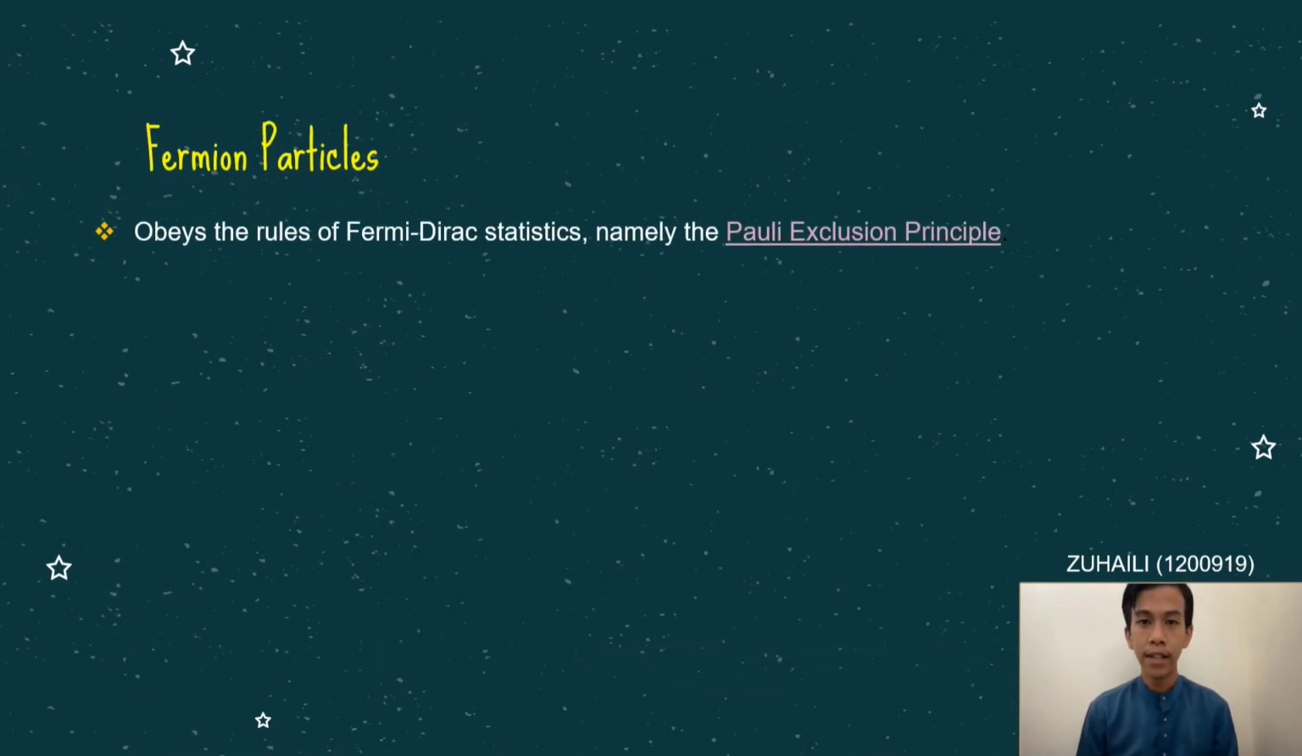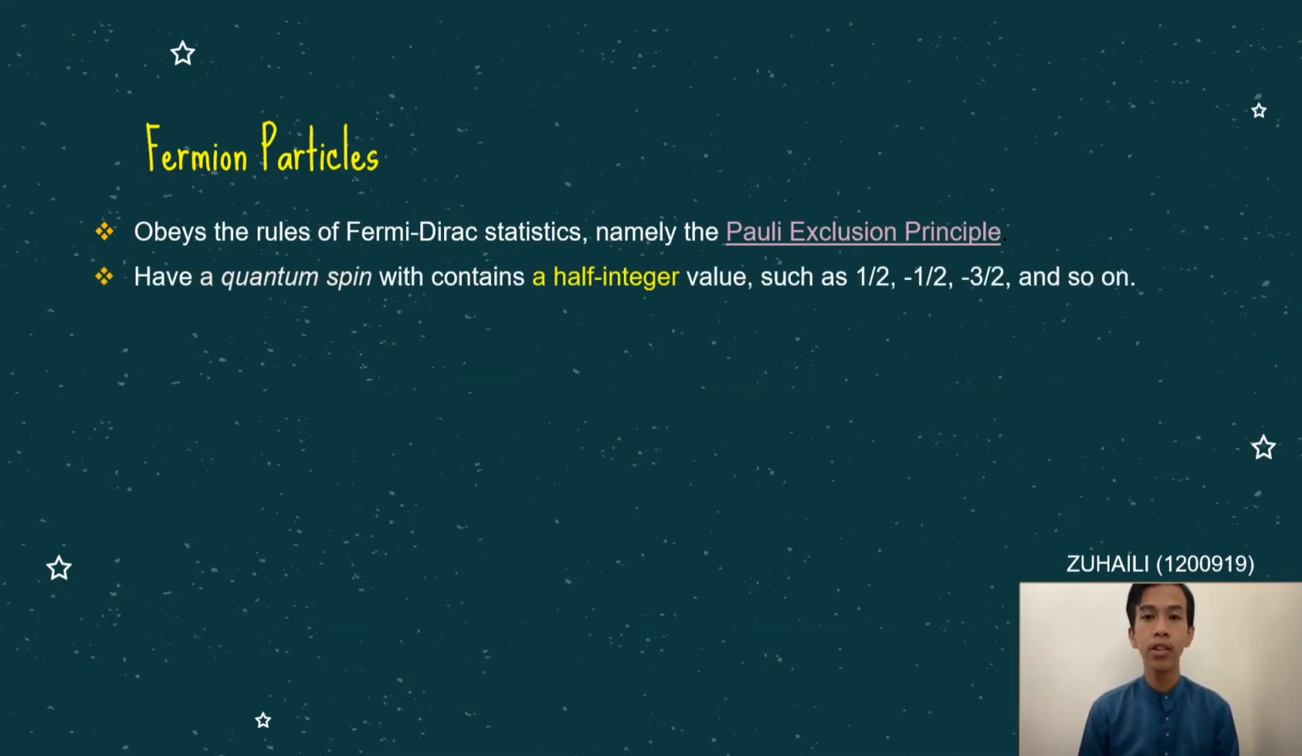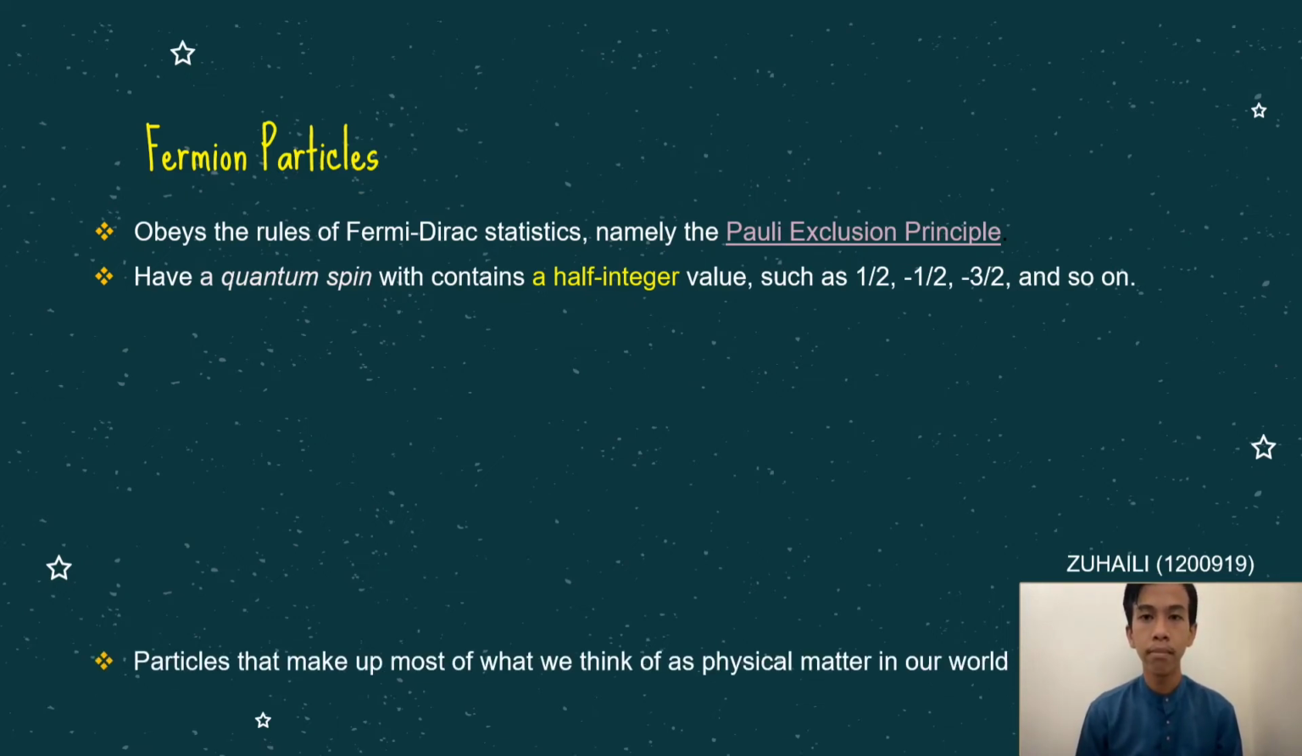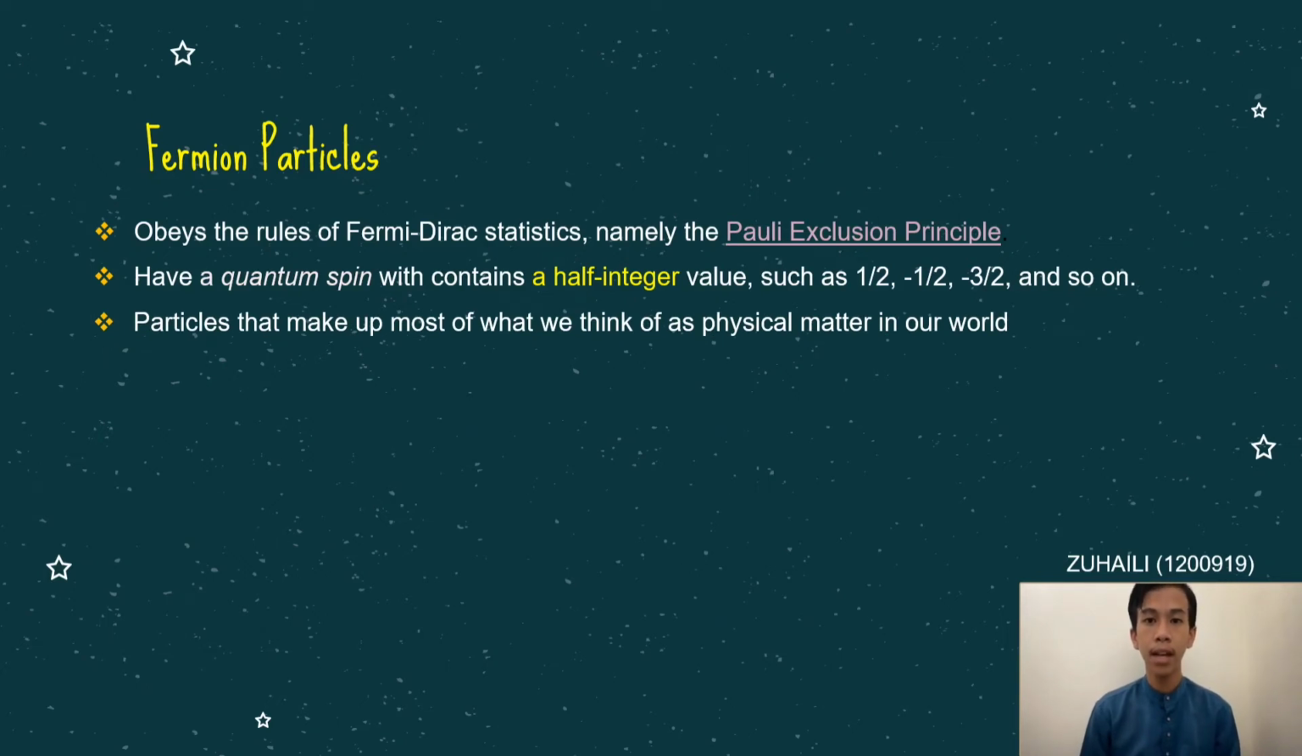In particle physics, a fermion is a type of particle that obeys the rules of Fermi-Dirac statistics, namely the Pauli exclusion principle. Fermions also have a quantum spin with a half-integer value, such as one half, negative one half, and three halves, and so on. Fermions are sometimes called matter particles because they make up most of what we think of as the physical matter in our world, including protons, neutrons, and electrons.